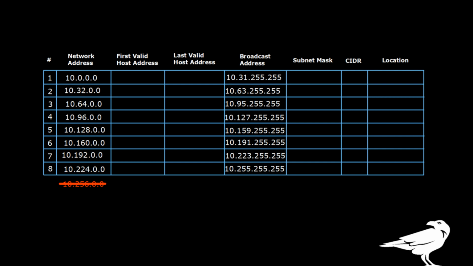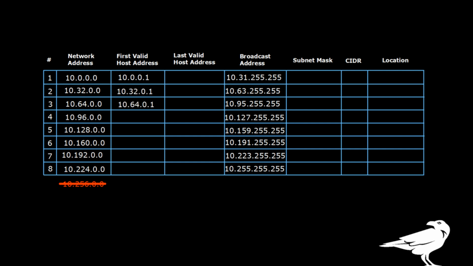Nice and easy. Just add 1 to the network address. So the first valid host address of the first network is 10.0.0.1. The second network's first valid host address is 10.32.0.1, 10.64.0.1, 10.96.0.1, 10.128.0.1, 10.160.0.1, 10.192.0.1, 10.224.0.1. Fantastic. Now we've got all the valid host addresses for the beginning address of each network.